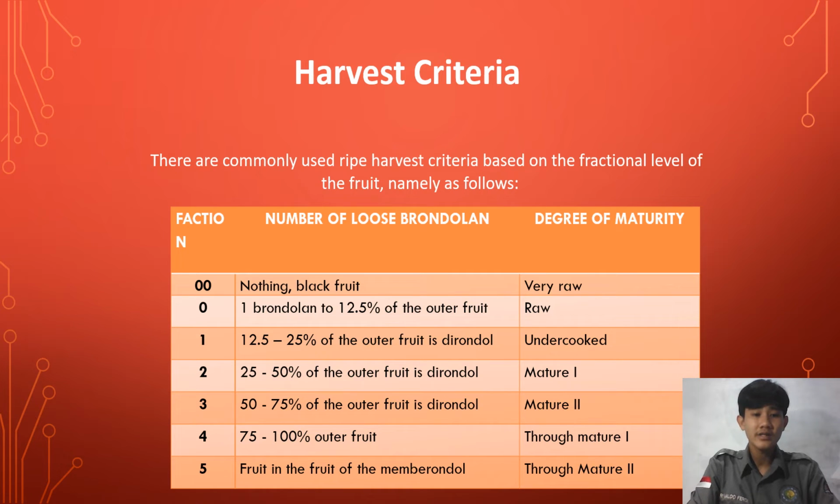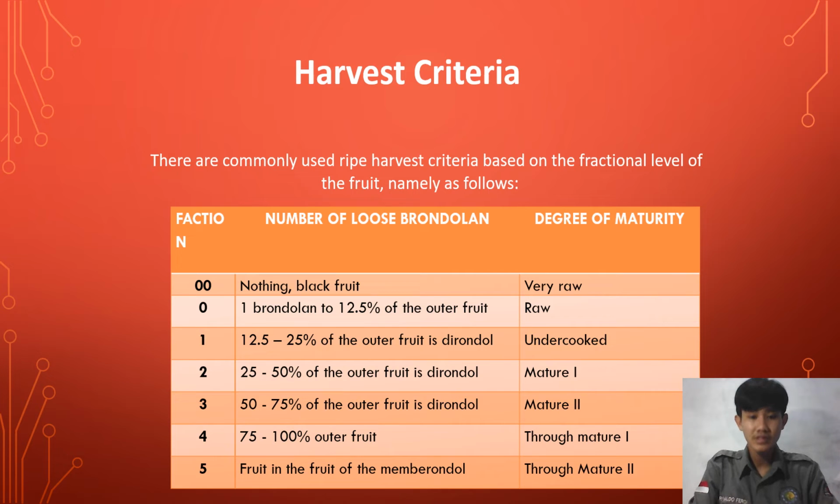And fraction number 1, 12.5 to 25% of the outer fruit is brondol. Degree of maturity is undercooked. And fraction number 2, 25 to 50% of the outer fruit is brondol and degree of maturity is mature 1.